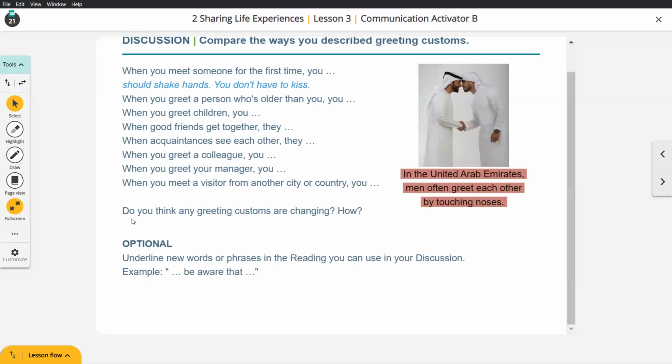So taking into account this information, do you think any greeting customs are changing, and how? For example, I have some friends, especially male friends, who do not only shake hands. They have a pattern of greeting, they shake, they do their things, okay? So, do you think any greeting customs are changing? Can we change some of them? Yes or no? And why? Or how can we change them? Or in which cases? Do you think so?